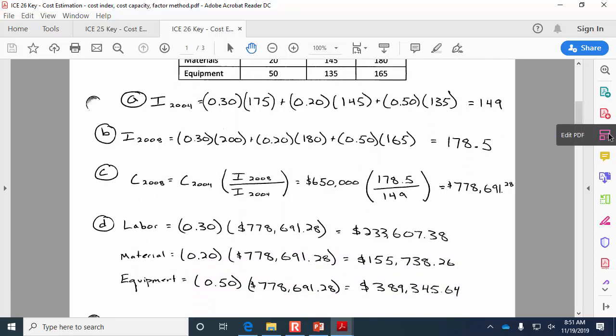So the index for 2004 should be 149. Then the index for 2008 should be 178.5. And when we know both of those, it allows us to take the overall cost estimate from 2004 and tell us what it would cost in 2008. So just accounting for essentially the effect of inflation. And then since we know on a percentage basis how much of the project goes towards each of these different categories, then we can take the overall estimate and break it down into the smaller category estimates by multiplying by the percentage.